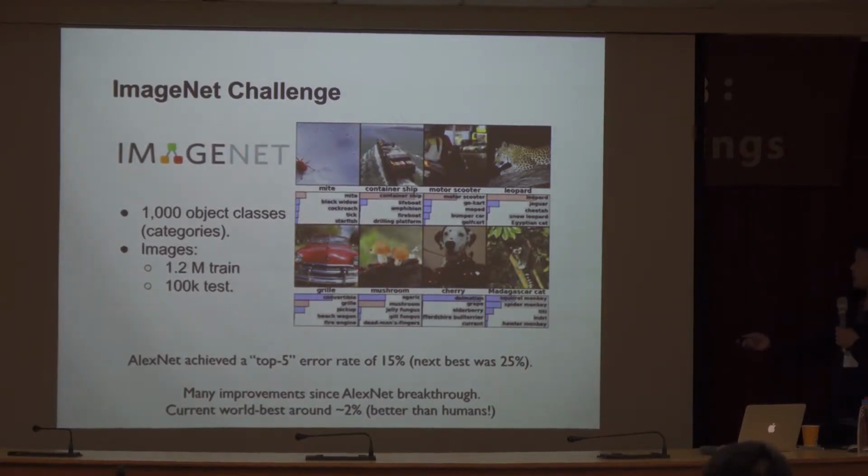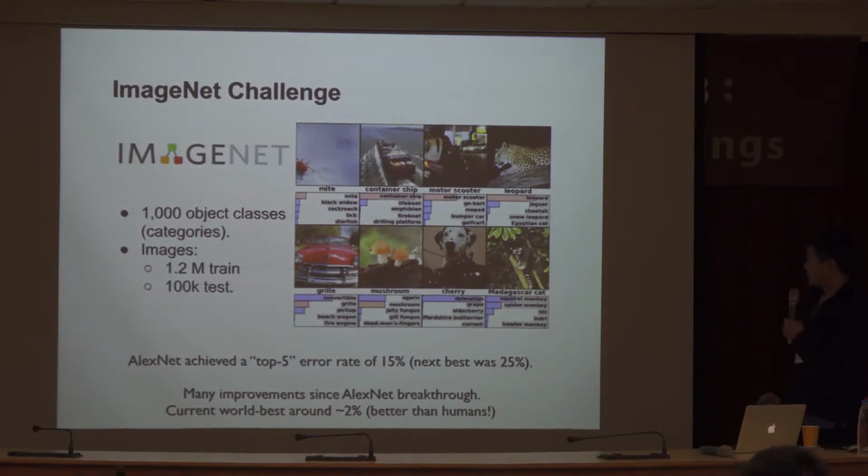So it means that the true answer is in the top 5 choices that it makes, and it only makes mistakes 15% of the time. So that was considered a huge breakthrough because the next best was 25%. So this is what the ImageNet competition is. It's 1,000 different object categories with like 1 million images or so, and the computer has to look at the image and decide what the most important feature in the image is, and it gets basically five tries. Yeah, and you can see here it's doing mostly the right job, I guess. Anyway, so there are many improvements since then, and now the world best is around 2%, and that's claimed to be better than humans can do.